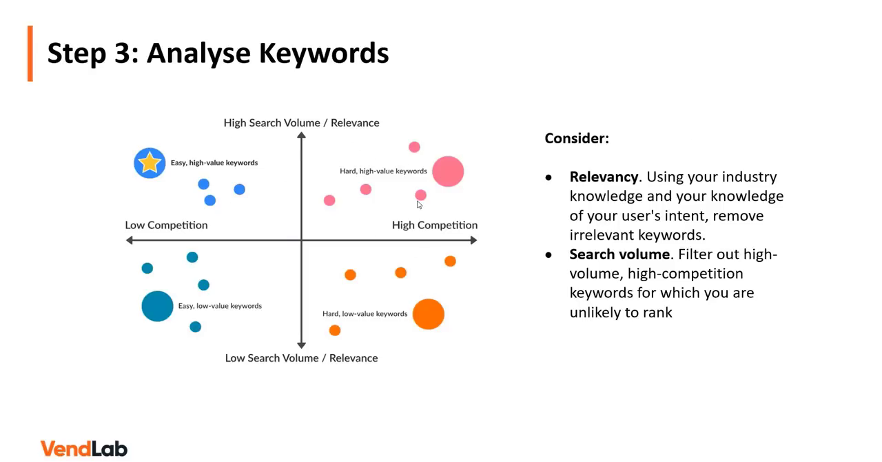So on this diagram here, it's split into 4. We've got competition on this axis and relevancy on this axis. So down here, low competition, low relevancy, that's going to be easy, but not worth very much. Over here, high volume, but also high competition. That is going to be worth a lot of money to you, but it's going to be difficult to do. So you want really somewhere in the middle.